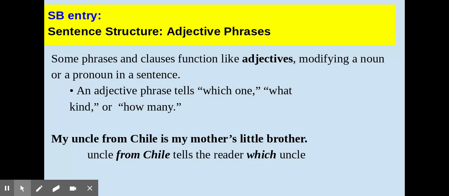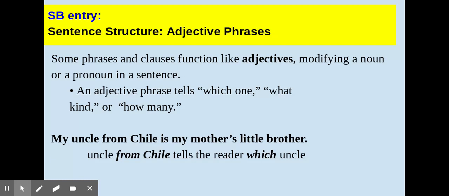Some phrases and clauses function like adjectives, modifying a noun or a pronoun in a sentence. Remember, modifying is a fancy word for changing. So take something like, Miss Murray has hair. Now the word hair, we want to modify, we want to change it. We can say Miss Murray has long hair. We can even add to that and say Miss Murray has long red hair. And both long and red modify and change just the word hair.